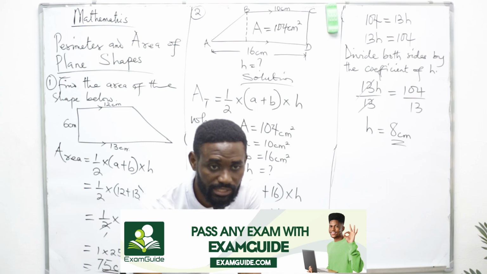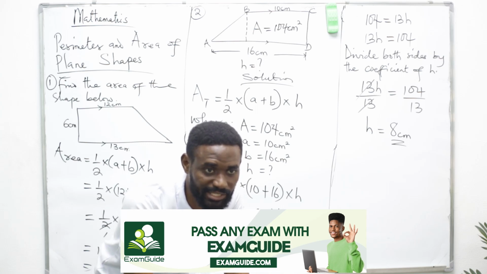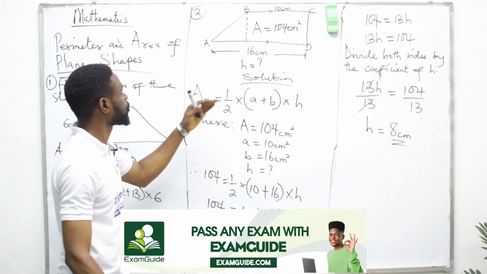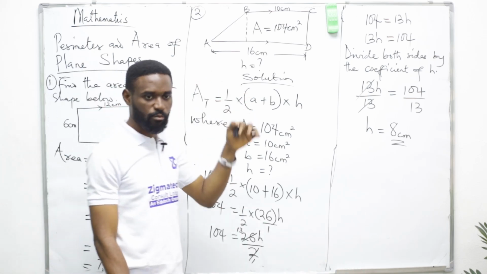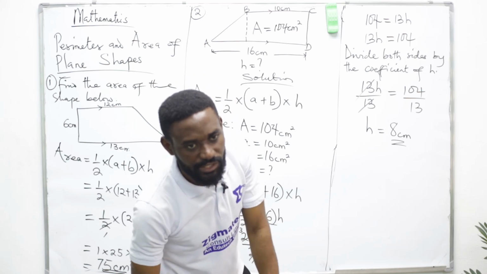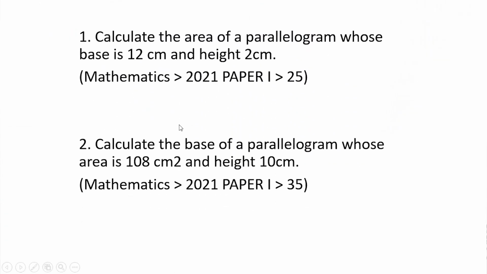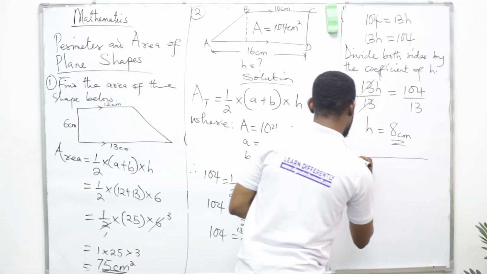All right. So let's look at the next question we have here, which is on parallelogram. So we are done with the trapezium. We'll also look at some questions from our exam guide. Okay, let's see something on parallelogram. We say, calculate the area of a parallelogram whose base is 12 cm and height is 2 cm. So now, look at this number 3. And so we'll draw a parallelogram. Let me show you. This is a parallelogram.